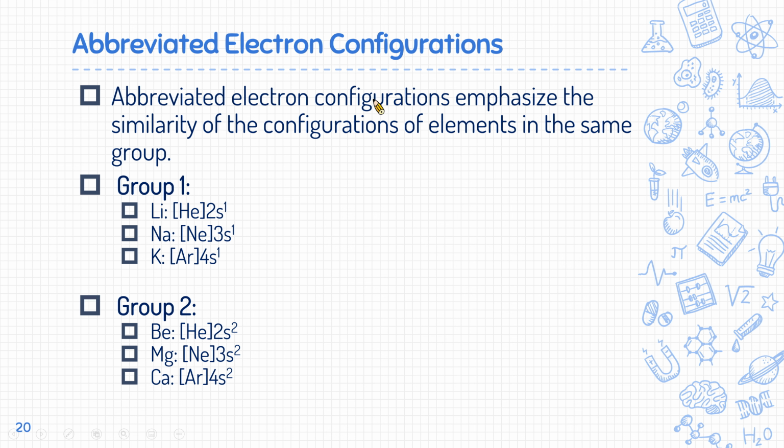Abbreviated electron configurations emphasize the similarity of the configurations of electrons in the same group. For example, group 1, the first column of the periodic table: lithium, sodium, potassium, all these group 1 elements have the s1 configuration. Group 2 has the s2 configuration, similar.